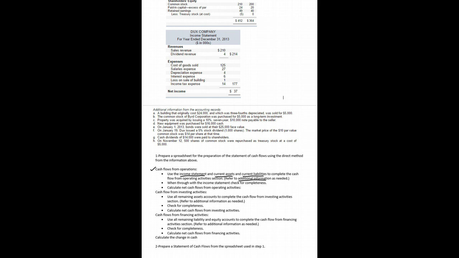Once we've calculated the change in all the income statement accounts, we'll check to make sure we've captured every one of those accounts. So we'll check for completeness, and then we'll net all of those and calculate net cash flows from operating activities. So if you haven't already, please print these instructions and then consider following along with me. Let me bring up a spreadsheet now.